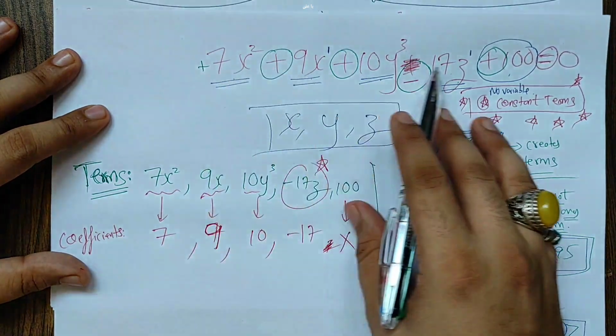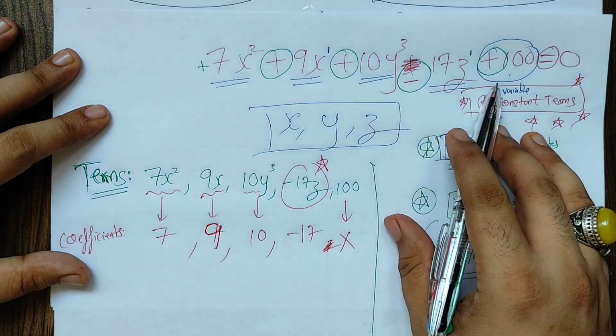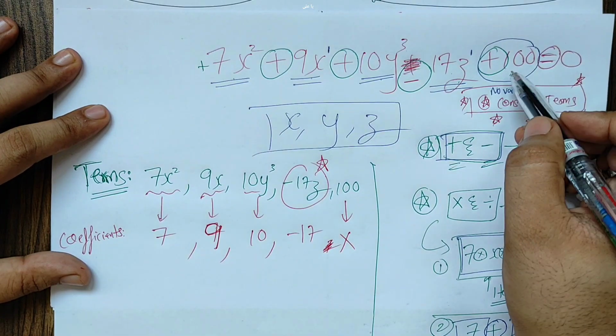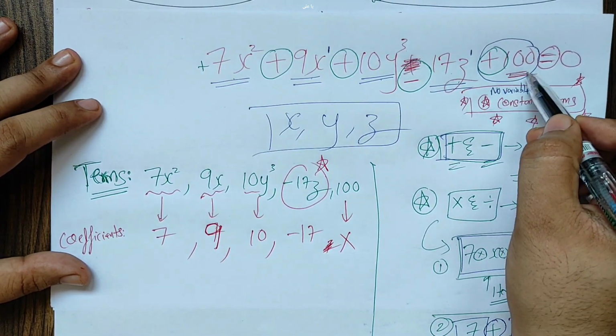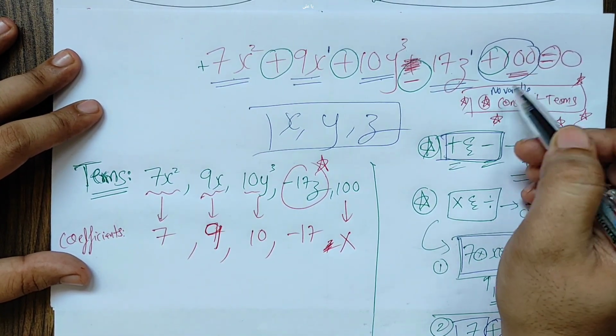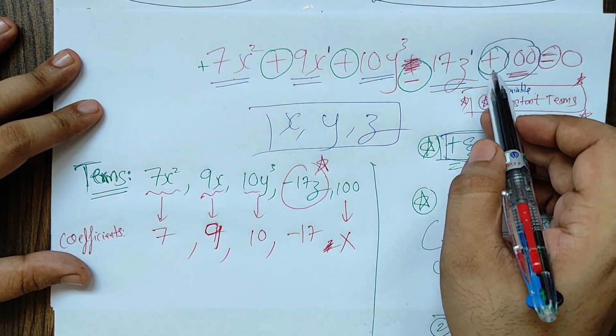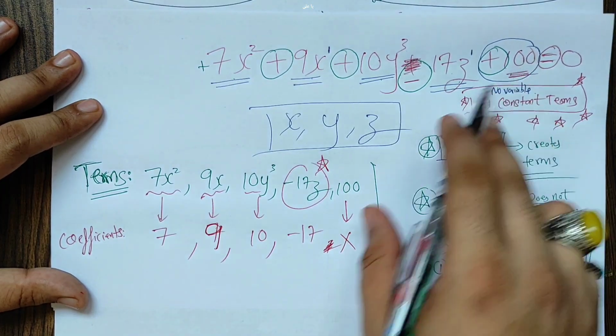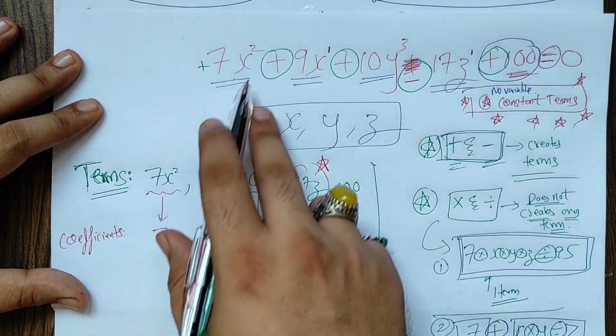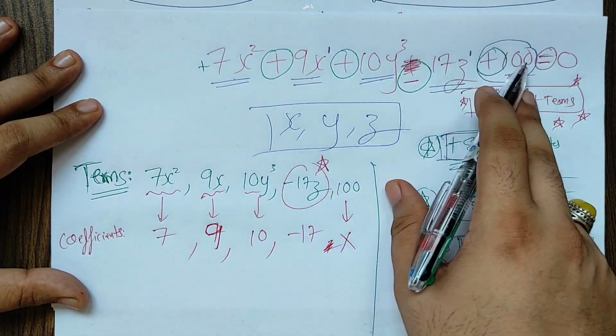Whenever in an expression we don't have a variable in any of the terms, here we have 100, and this 100 doesn't have any variable, this 100 will be called a constant term. Of course it's a term, so we counted it in the terms. So the terms are 7x square, 9x, 10y cube, 17z and 100.